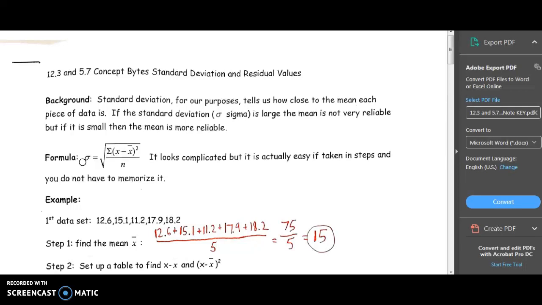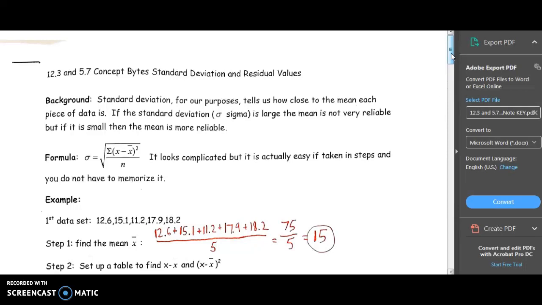So the formula for standard deviation, and again we call it standard deviation with that Greek sigma, is the square root of the summation of x minus x bar squared, all over n. And again, that's a lot of stuff all at once. It looks complicated, but it's actually easy if we take it in steps, and this is also something we're not going to have to memorize.